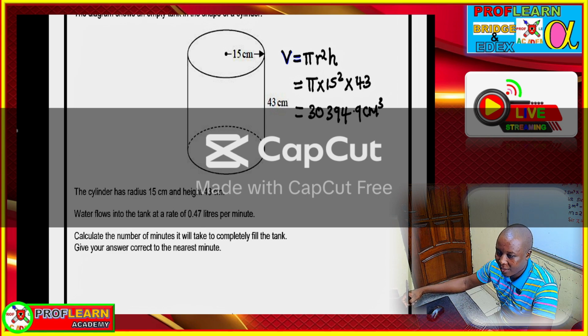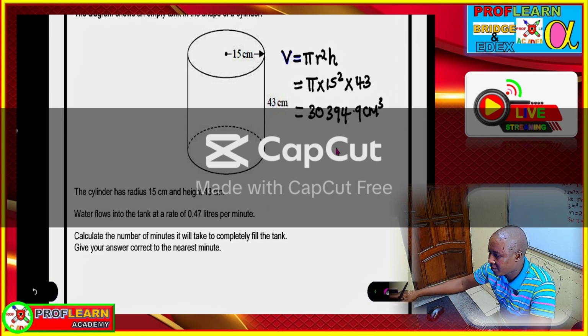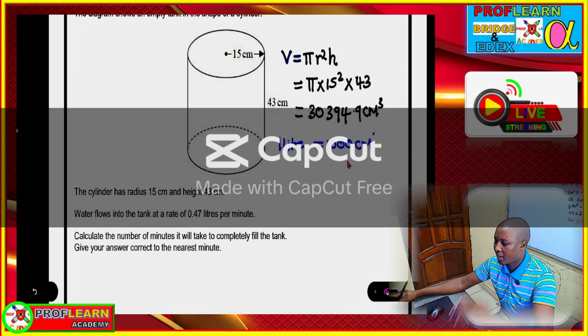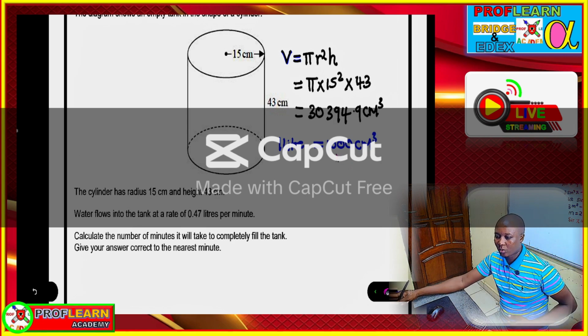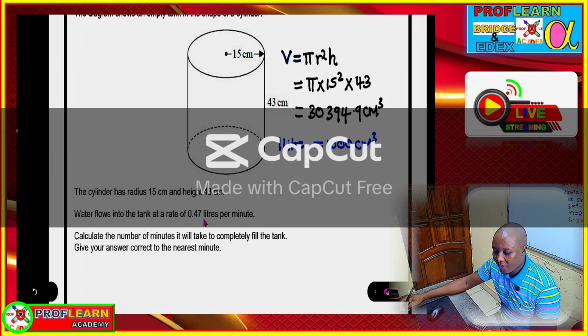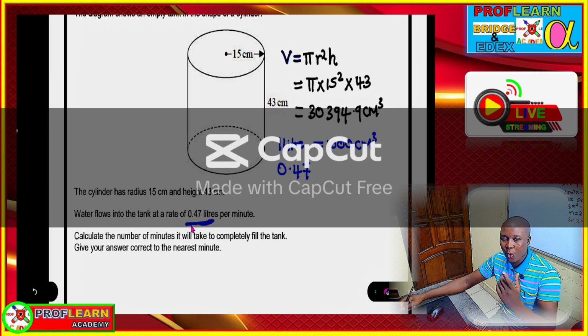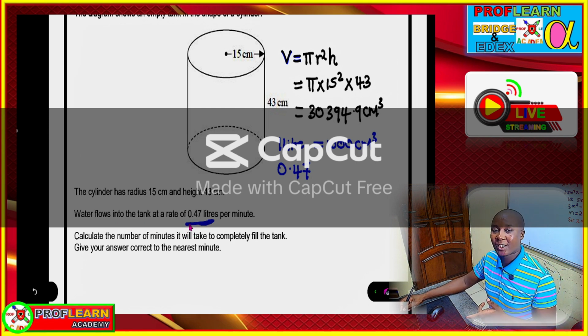Okay. We need to remember that 1 liter is equal to 1,000 centimeter cubic. So if we have 0.47 liters, I want to change the rate into centimeter cubic so that I can know how many centimeter cubic 1 minute is equivalent to.